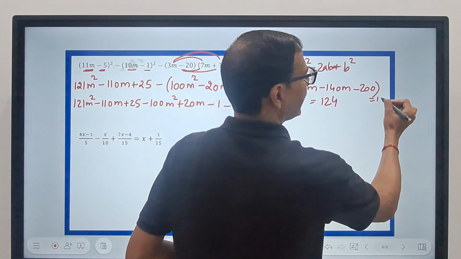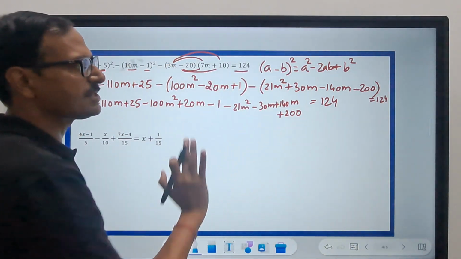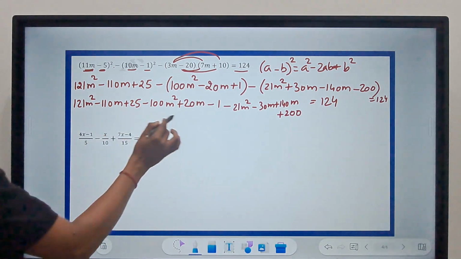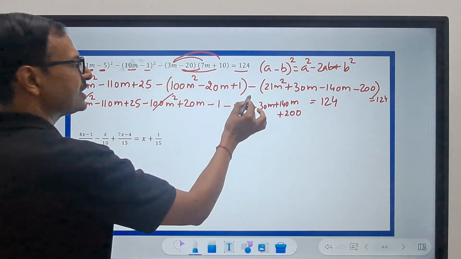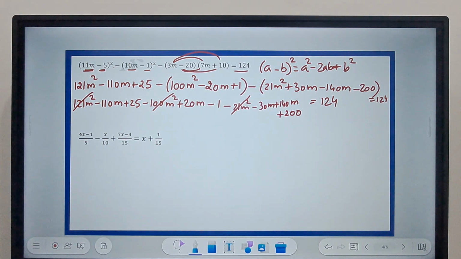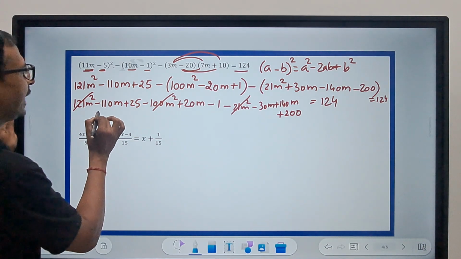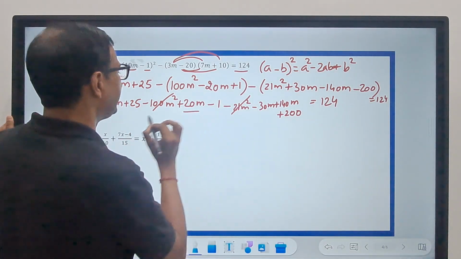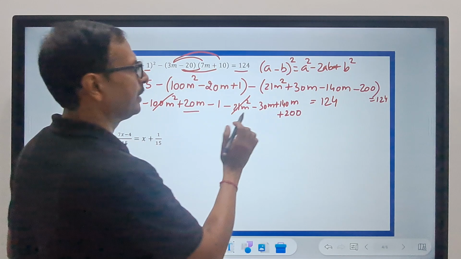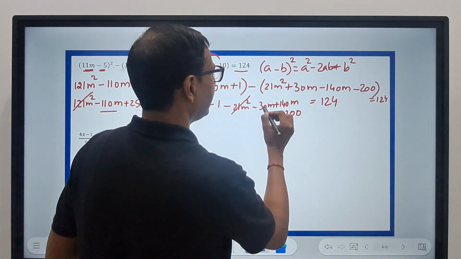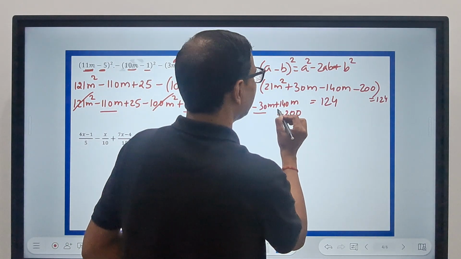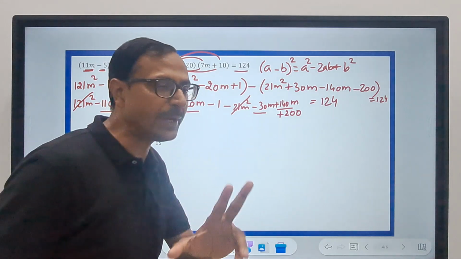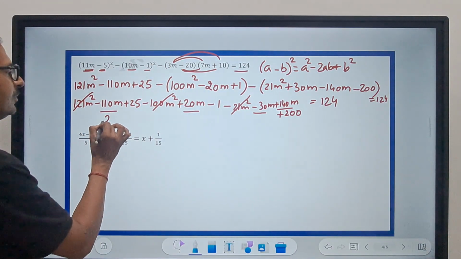That is a common thing, so 124 I can write here. That remains the same in this equation also. So terms containing squares, 121 minus 100 minus 21 cancels out, and now let us look for the terms containing m. Minus 110 plus 20 is minus 90, minus 90 and minus 30. Minus 90 minus 30 is minus 120, and minus 120 plus 140 is 20m. So I get a 20m here, right?